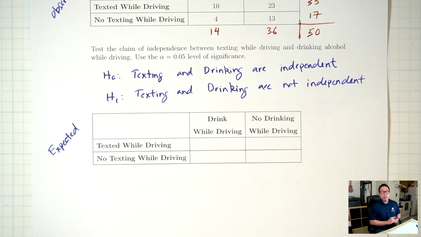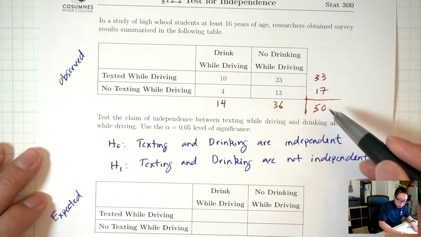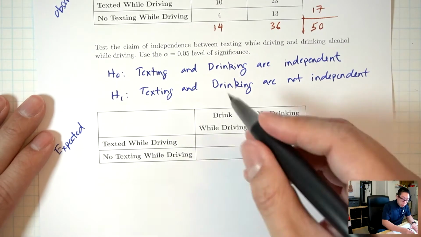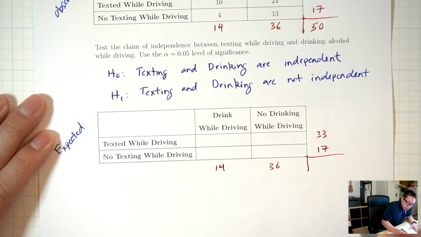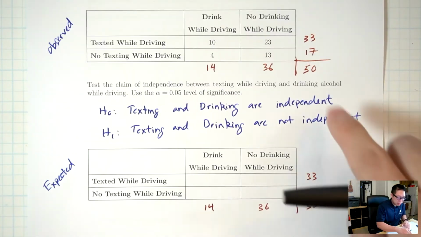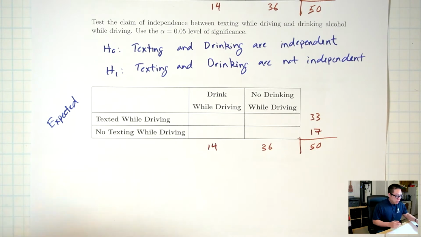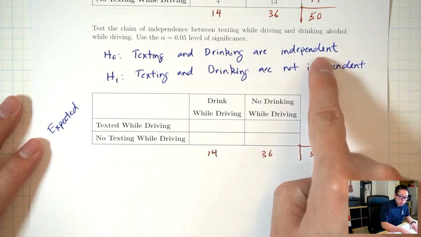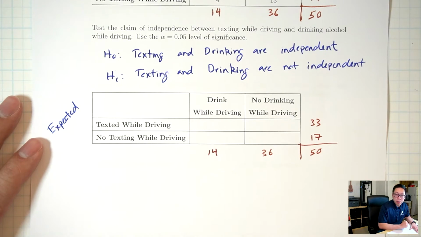Now, how do I find the expected numbers? So for my expected numbers, I want the same row totals as the original, and I want the same column totals. And I want the same total. I'm calling it total, but the actual name for that is the grand total. So it's just the total of everybody in the study. And I want to fill in this table so that, assuming that texting and drinking are independent, what should these numbers be? If indeed texting and drinking are independent.